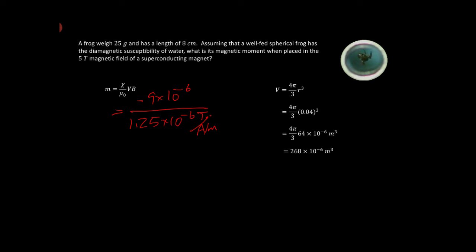Let's see, what else do we have? Then we have the volume, which is 268 times 10 to the minus 6 meters cubed. And we have the magnetic field. Did I mention the magnetic field? Oh, I did. Okay, here it is. It's 5 Tesla. So it's a 5 Tesla magnetic field.